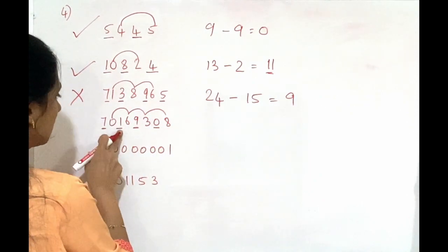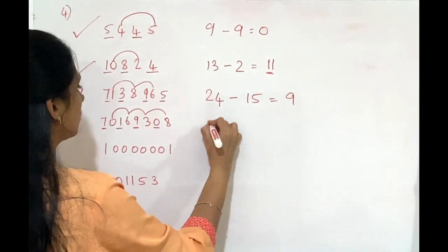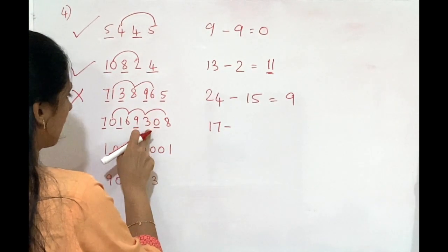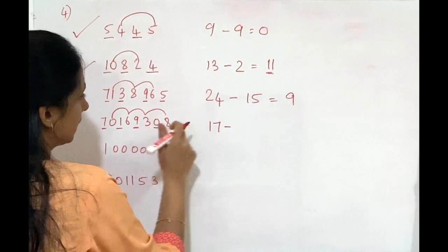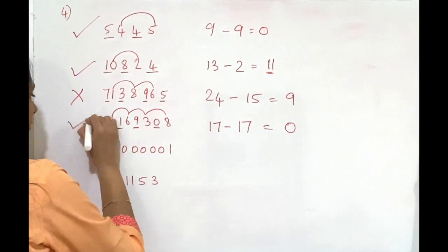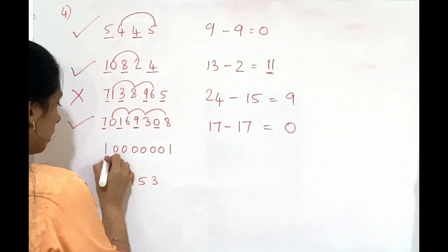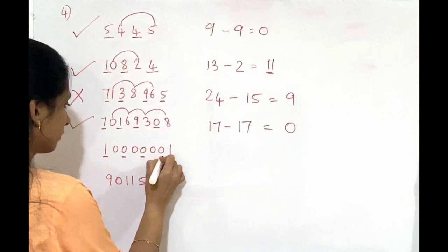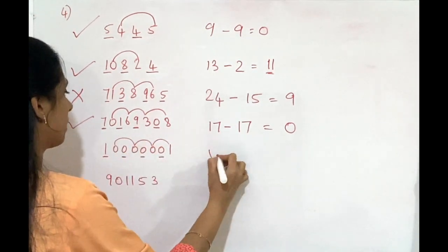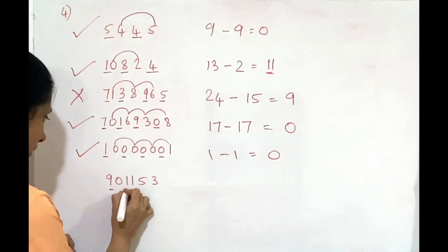Now 7 plus 1 is 8. 8 plus 9 is 17. 17 plus 0, 17 minus 0 plus 6 plus 3, 9. 9 plus 8 is 17. So 17 minus 17, 0. So if it is 0, then this number is divisible by 11. So alternate digits. So we get 1 minus 1, 0. So divisible by 11.